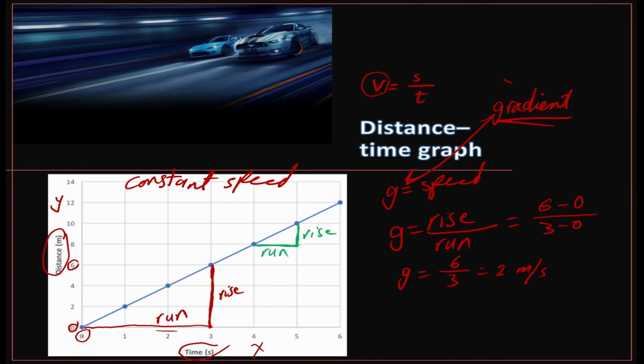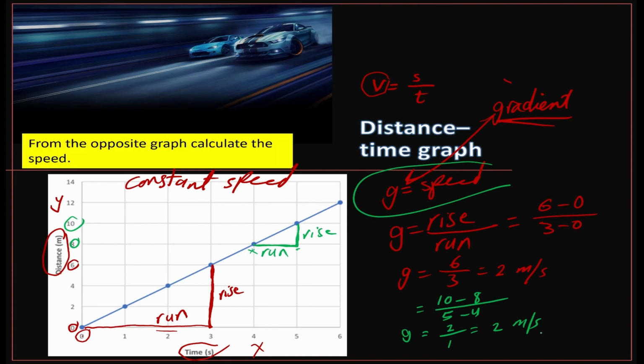Look here. This rises from where to where? From 8 to 10. So it equals 10 minus 8 over. This run is from where to where? From 4 to 5. From 4, the initial, to 5. So it is 5 minus 4. 10 minus 8 is 2, over 5 minus 4 is 1. So the gradient equals 2 meters per second. The gradient, as we said, is the speed here. So the speed equals 2 meters per second.